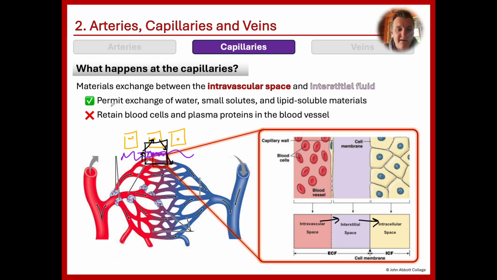So, what do these capillaries allow us to do? They permit exchange of water. We can exchange water, small solutes, and lipid-soluble material. But at the same time, they retain blood cells and plasma proteins that are too big, right? These red blood cells never leave into the cells over here or the interstitial space. These red blood cells are way, way, way too big.